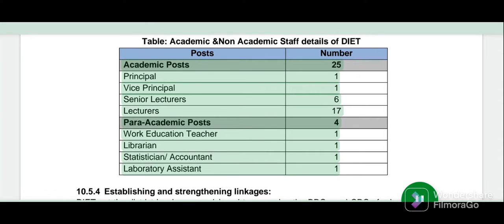Academic posts 25: Principal 1, Vice Principal 1, Senior Lecturers 6, Lecturers 17. Para-academic posts 4: Work Education Teacher 1, Librarian 1, Statistician/Accountant 1, Laboratory Assistant 1.